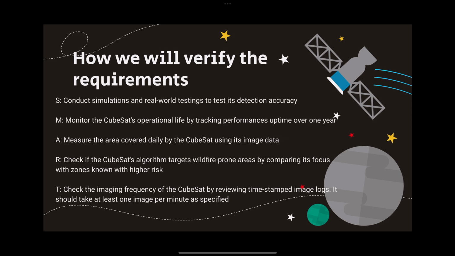And with our relatable requirement, we will check if the CubeSat's algorithm targets wildfire-prone areas by comparing its focus with zones known with higher risk. Lastly, for our time-bound requirement, we will check the imaging frequency of the CubeSat by reviewing timestamp image logs. It should take at least 1 image per minute as specified.